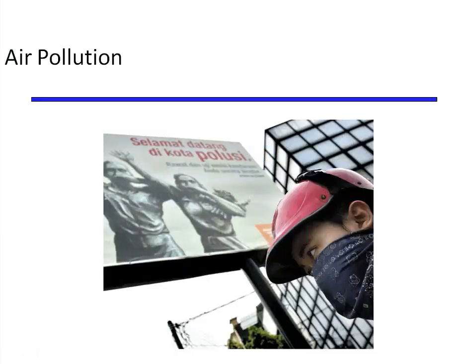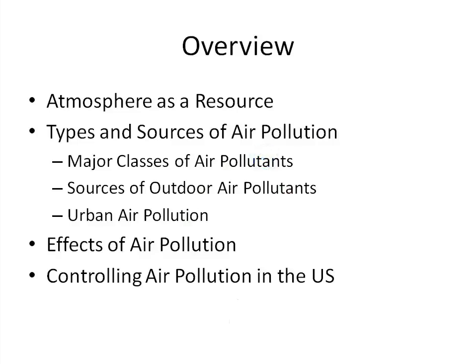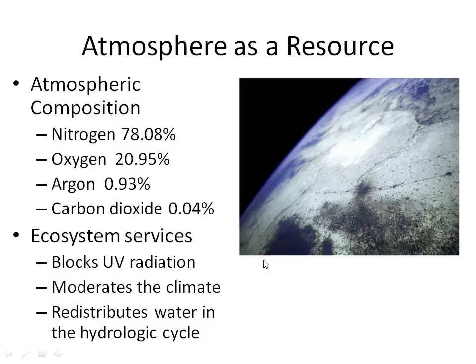Now again, we come to air pollution. Just to revise, atmosphere as a resource, we are using air from the atmosphere. The types and sources of air pollution are major classes of air pollutants, sources of outdoor air pollutants, urban air pollution. So we'll discuss pollutants with these three aspects. Then we'll see the effects of air pollution, and how this air pollution can be controlled. So, atmosphere as a resource. What is natural? What is healthy? What is non-polluted? That we will see first.